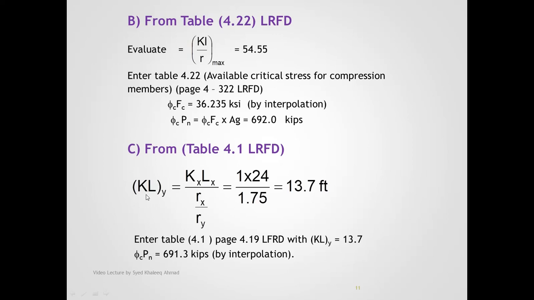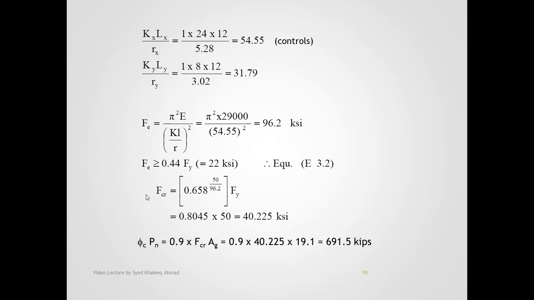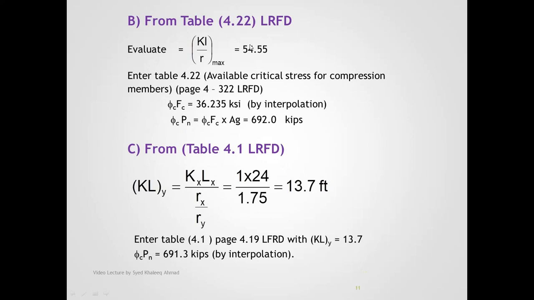You will not take the effective length which was earlier; you will calculate with reference to the value which was controlling the slenderness ratio, and you will conclude like this. So you can say this is your value, and then here Rx upon Ry. Now we get this value as 13.7 foot. This is the effective length with reference to the y-axis.